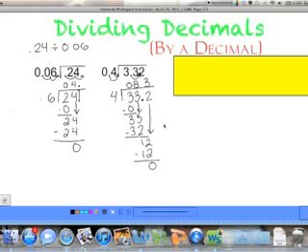Again, we have no more numbers to bring down, and we're ending up with a 0 down here, so we are done. Our last step is just to bring up the decimal point. So our final answer is 8.3.